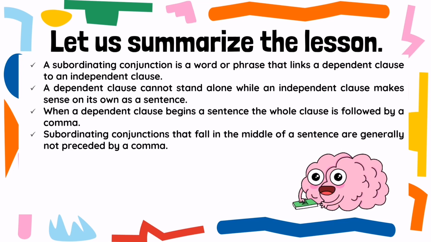Next, when a dependent clause begins a sentence, the whole clause is followed by a comma. Nasabi ko lang kanina, subordinating conjunctions that fall in the middle of a sentence are generally not preceded by a comma. Tandaan din ninyo na ang pwesto sa sentence ng dependent clause at independent clause pwede magkapalit. Hindi naman kailangan palaging nasa unahan ang dependent clause. At hindi naman din dapat laging nasa dulo yung independent clause. So kahit ano sa kanilang dalawa ang mauna, okay lang, as long as makokonekta mo sila ng appropriate na subordinating conjunction.